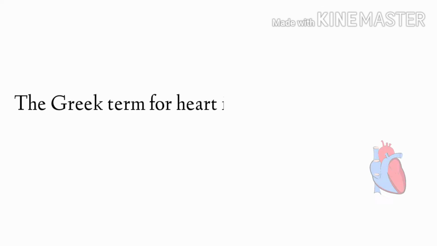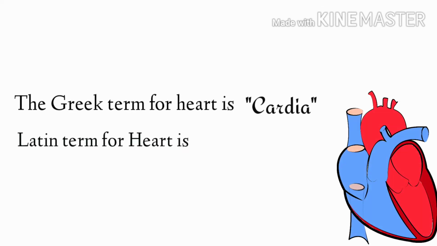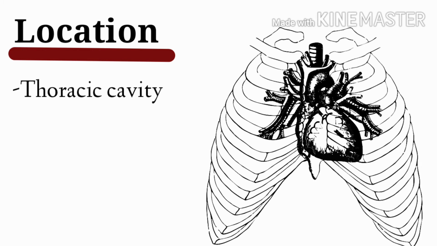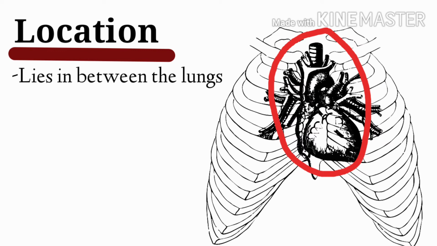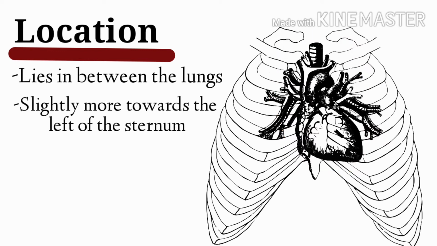The Greek term for heart is cardia, while the Latin term for it is cor, as in coronary. Thus, these terms are interchangeably used to denote associations with the heart. Now, the heart is located in the thoracic cavity, which is inside the middle mediastinum. The thoracic cavity is the cavity where the lungs are situated, or you can say behind the ribs. So, in between the middle portion of your ribs, there your heart is situated. It lies in between the two lungs and is slightly more towards the left of the sternum.